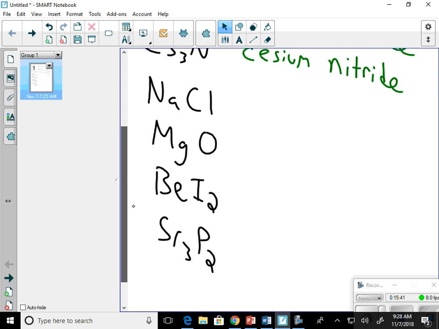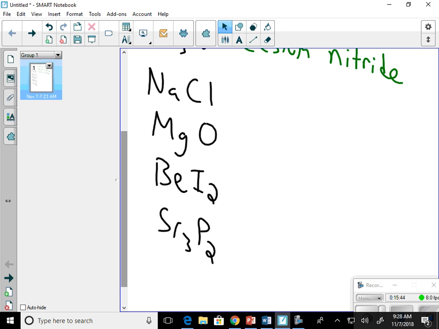And the metal name is just what it normally is. The nonmetal, make it end in -ide.